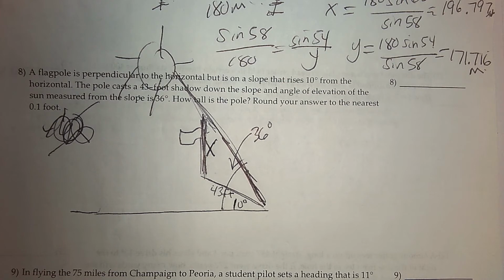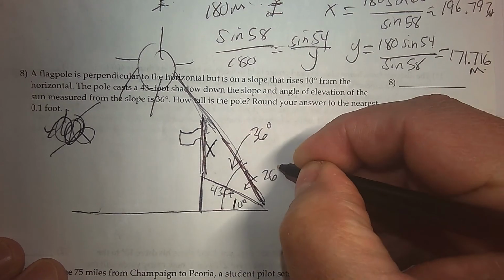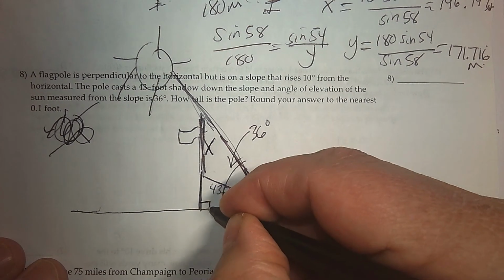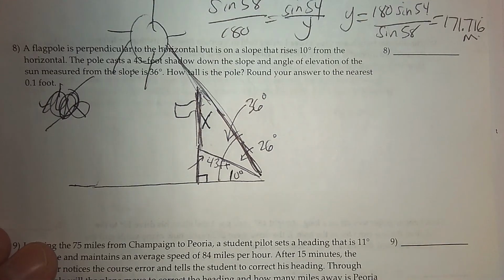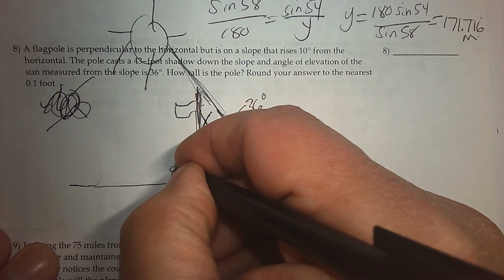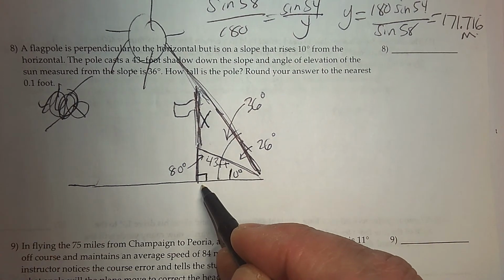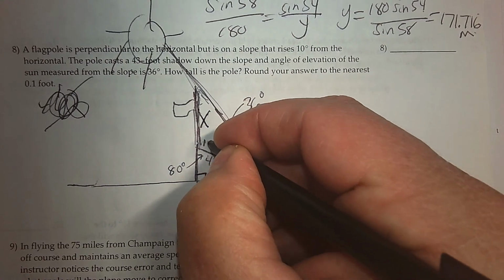So what angle do I need to find that's going to help me out here? Because I need to know the angle opposite of. So this angle in here is 26. What's another angle that's going to help me out? What's this angle right there in that bottom right triangle? 80? Because 10 plus 80 is 90, right? That means the angle on the other side must be 100 degrees.